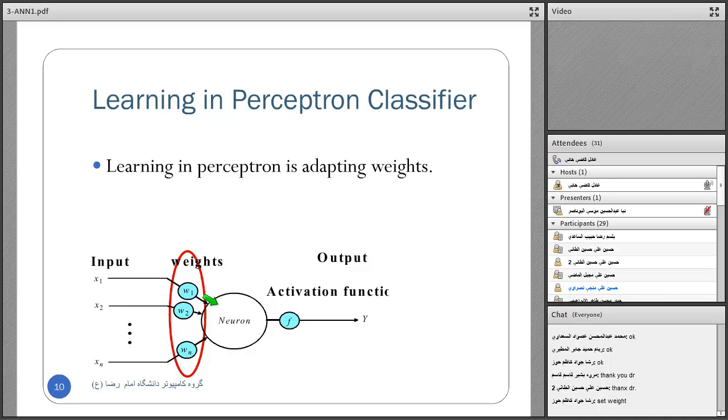As we said, in the computation unit we have some inputs, and each of the inputs has a weight. In the learning, we are setting these weights. We are giving values to these weights. So in the neural network, the learning or the training of the neural network means giving values to the weights, giving optimal values to the weights.